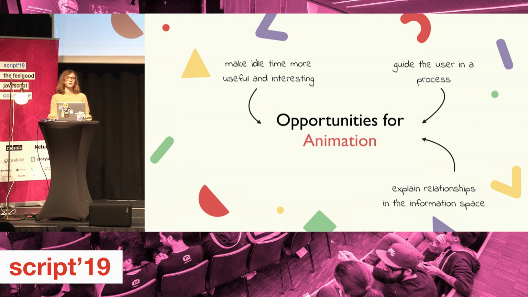relationships in the information space, so use animated transitions to show we're moving from A to B, or to show that some element is connected to another element. And we can get the user's attention when we need it, when he committed an error in a form, or when he really should move to another part of the application.